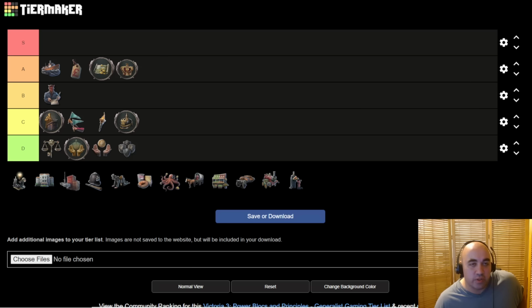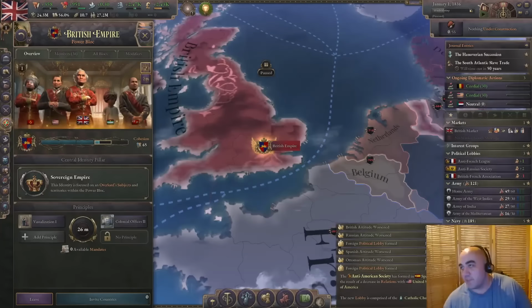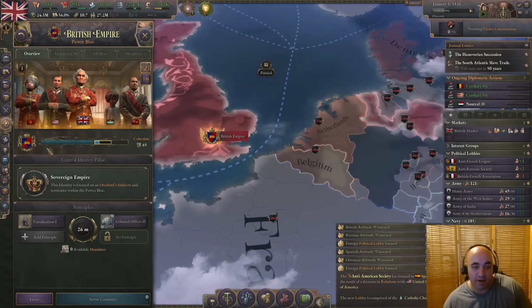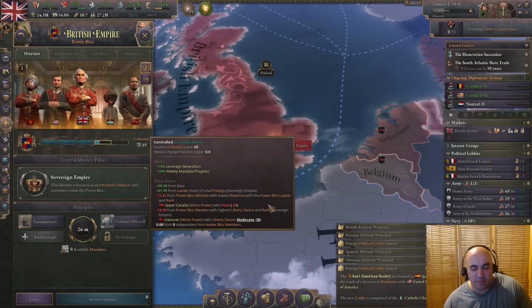Taking a look at this minus 5% weekly liberty desire in subjects, this is a modifier that I just have to talk about. Annexing subjects is going to feel a lot better, and keeping them loyal will be a lot easier, which is going to be important. If we jump back in the game and take a look at the Sovereign Empire here, one of the big things is we will get a malice from people who have a low relation with us, which I think all the blocks do, but also from ones that have high liberty desire.